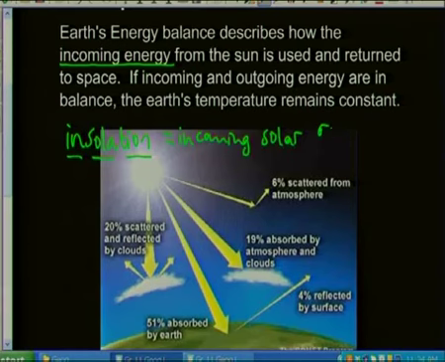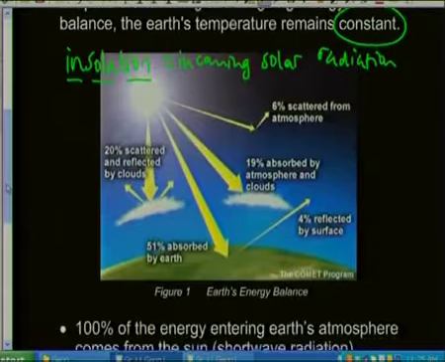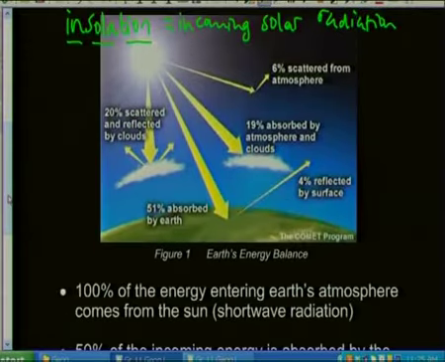It is shortwave energy, energy that's traveling at tremendous speeds, which is very hot and very intense. But if the incoming and outgoing energy balance stay the same, the Earth's temperature remains constant. And remember, we've got an average temperature on Earth of about 15 degrees Celsius, which keeps it nice and cozy and makes life on this planet possible. But if you look at your first diagram, Figure 1, it shows us that energy balance.